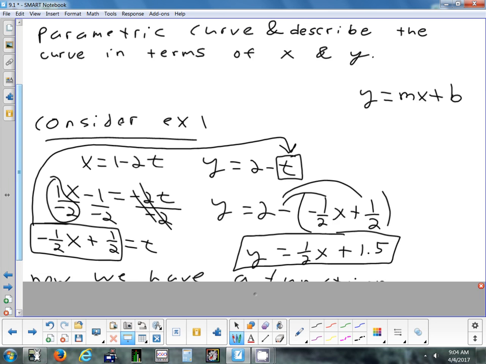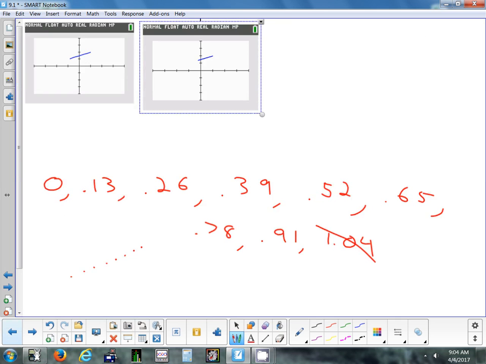What was the two? Oh, never mind. The 2's not distributed, right? Yeah, I know, I didn't see the like term. So we combine the 2 with the negative 1/2, and that's 1.5. So if you go back and look at the picture we just drew, it should cross the y-axis at exactly 1.5, which it does, and it has a slope of 1/2.